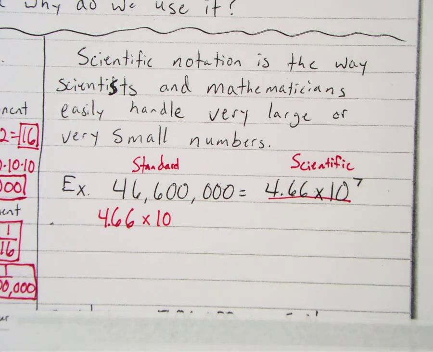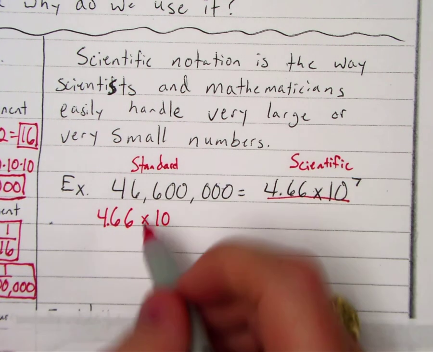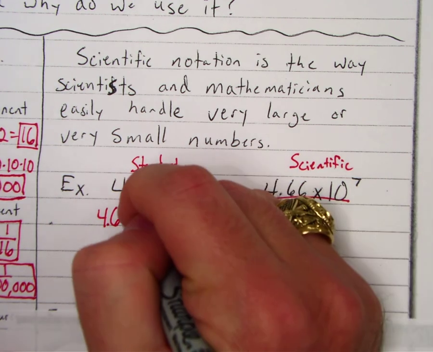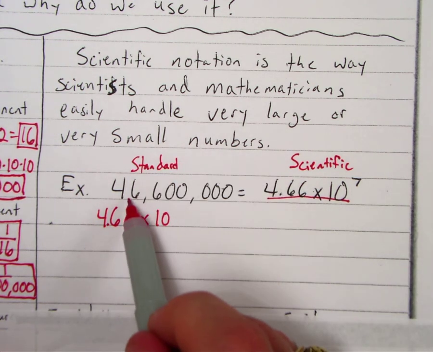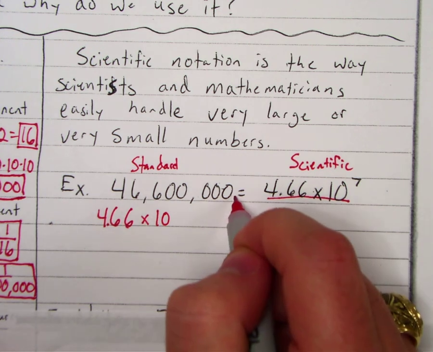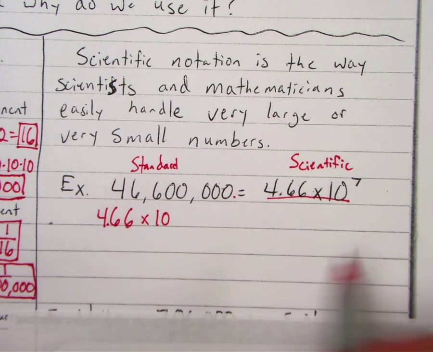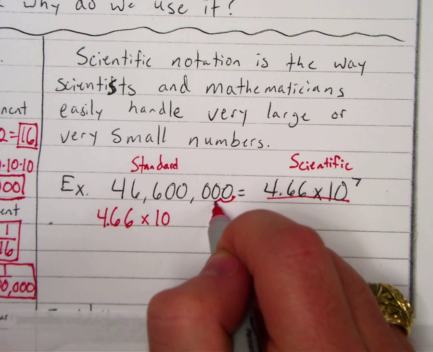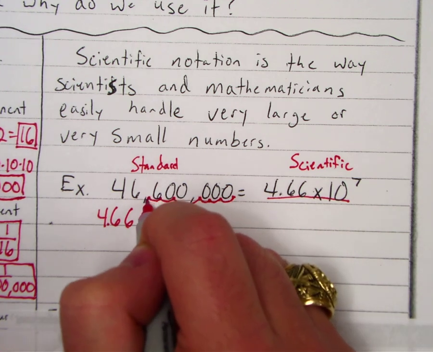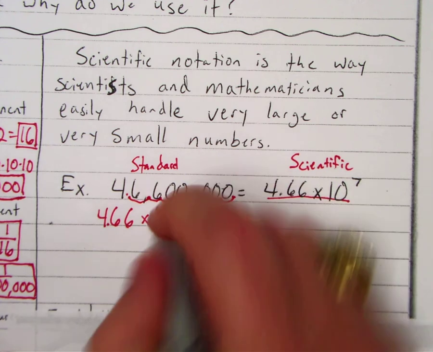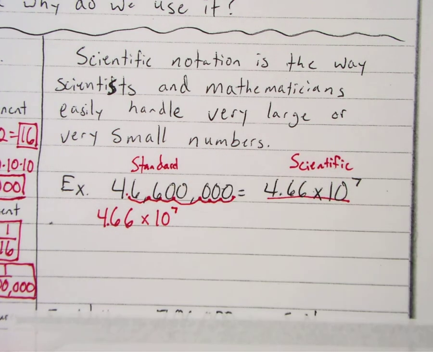Well, how do we figure out what that power is? It's very easy. We look at our standard notation right here. We're going to have our decimal right here between the 4 and the 6. So how did we get from the original decimal place to here? Well, we moved 1, 2, 3, 4, 5, 6, 7 places. So this becomes 10 to the 7th.